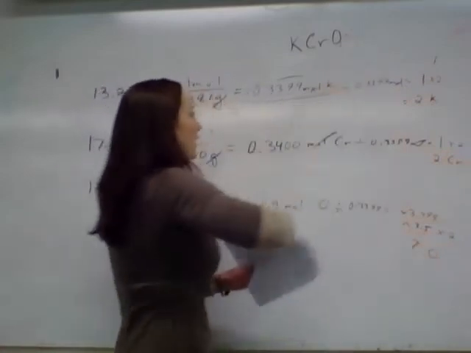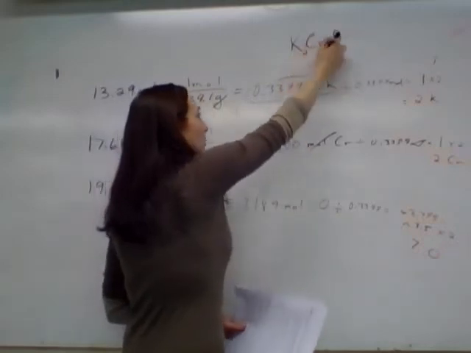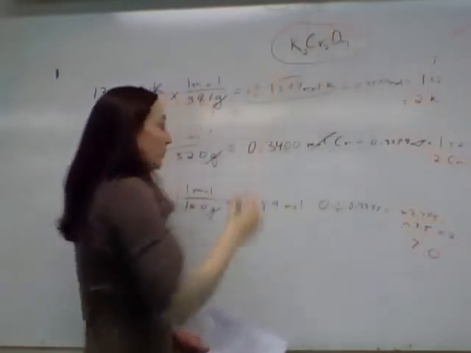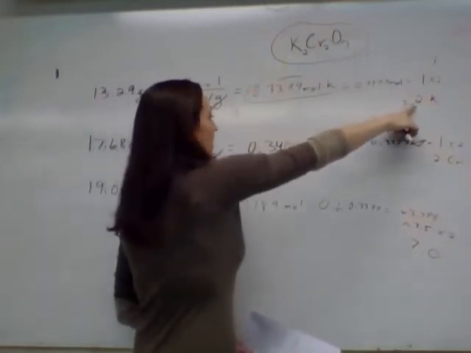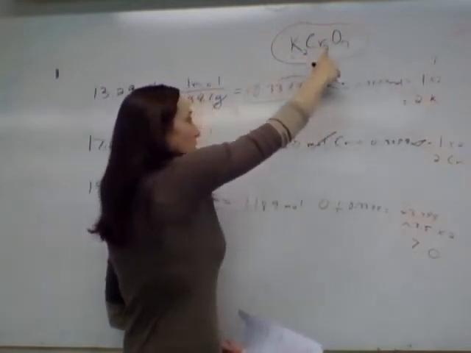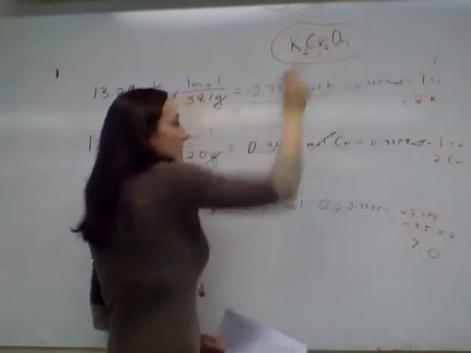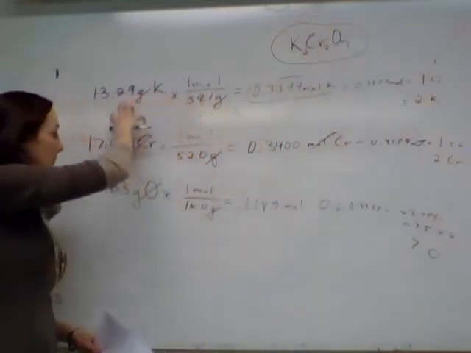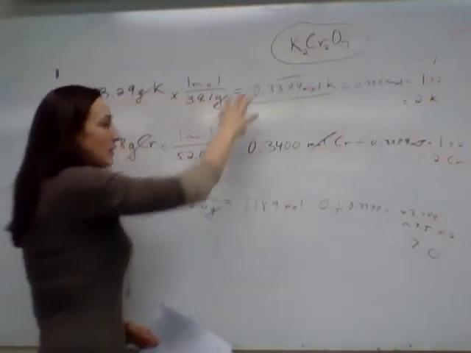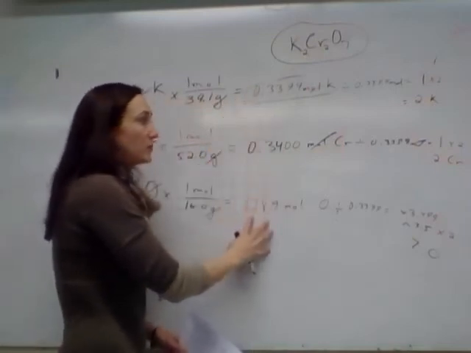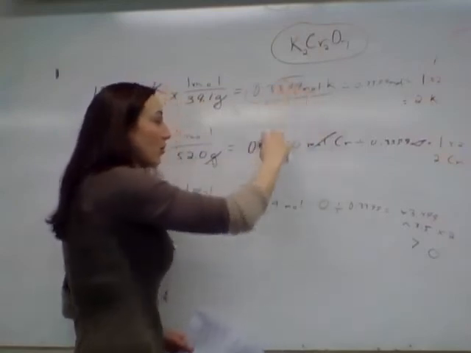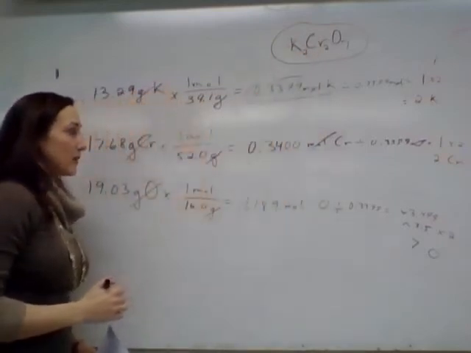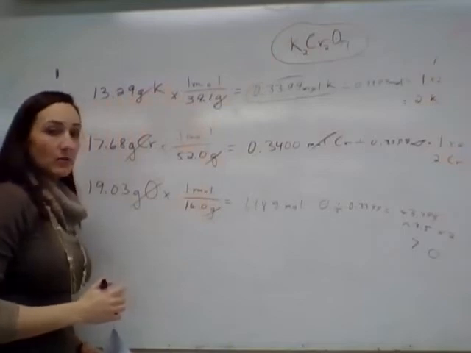So my formula, and this is my final answer, the whole reason we've been doing this, is to come up with this. This is the empirical formula. This tells me that I have 2 potassiums for every 2 chromiums for every 7 oxygens, right? So I converted masses to moles, which represent number of particles, and I'm using that ratio of number of particles to come up with my formula. Okay, so that's one example.